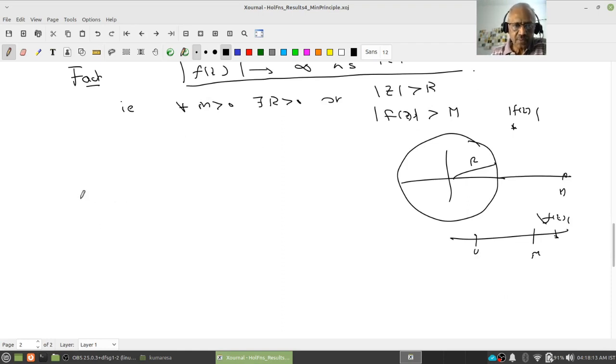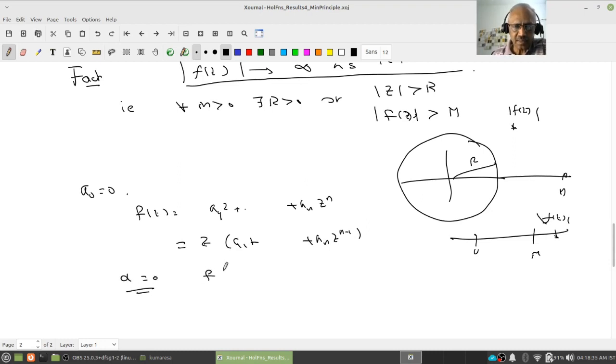Now first assume that a0 is 0. The result is easy, because then f of z will be a1 z plus up to a(n) z power n, and therefore I can write it as z times (a1 plus up to a(n) z power n minus 1). Therefore I can take alpha to be 0, since f of 0 is 0. Therefore, let me assume a0 is not 0. Understand this?